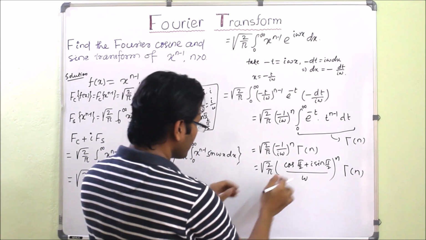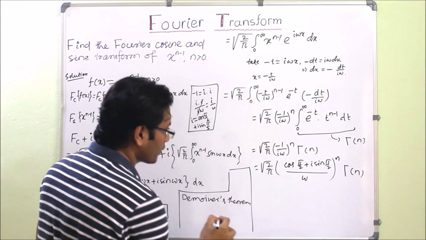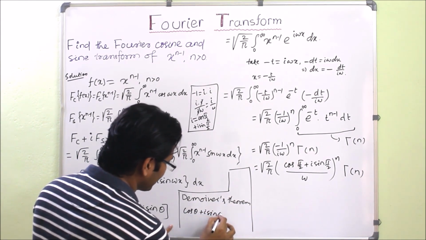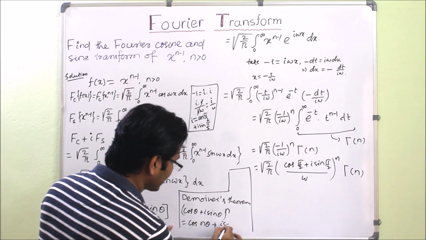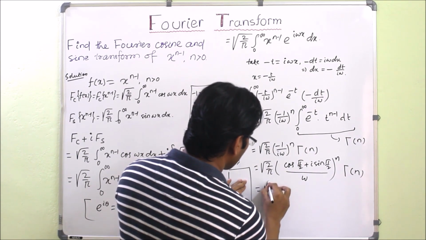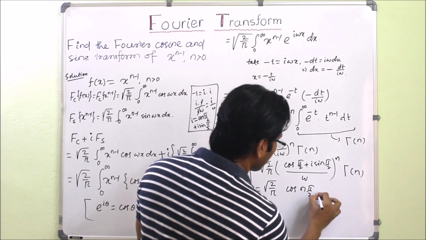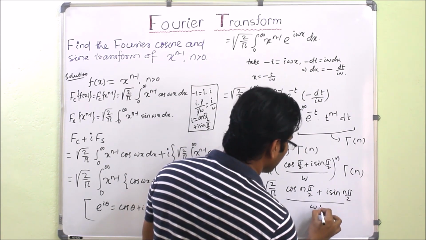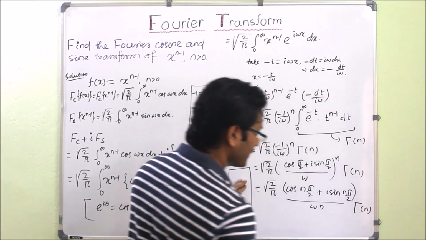Now again, what do we know? De Moivre's theorem. From de Moivre's theorem, if we have cos theta plus i sin theta to the power n, that we can write as cos n theta plus i sin n theta. If we apply this here, what will happen? Square root of 2 by pi, cos n pi by 2 plus i sin n pi by 2, divided by omega to the power n into gamma n. So this we will get.